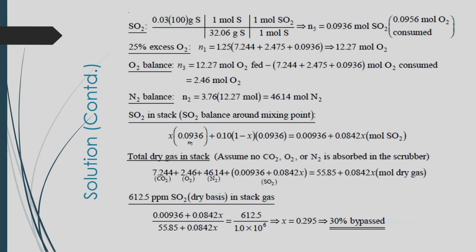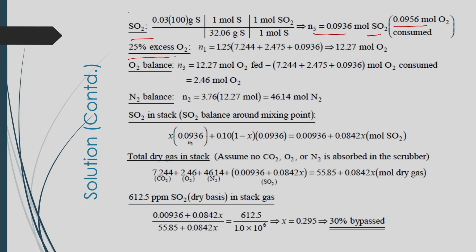Similarly, you can do the same way for sulfur dioxide, and in that case this N5 as sulfur dioxide will be 0.0936 mole of sulfur dioxide, which will require 0.0956 mole of oxygen for its consumption for the reaction.